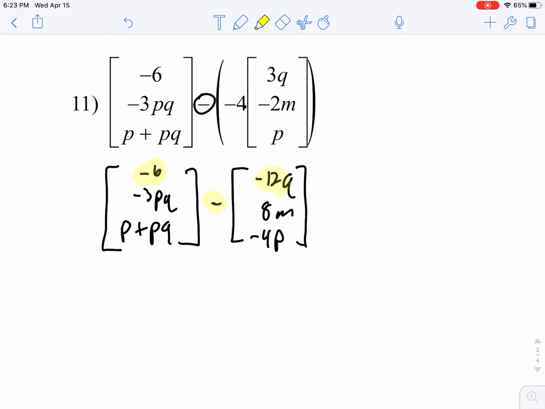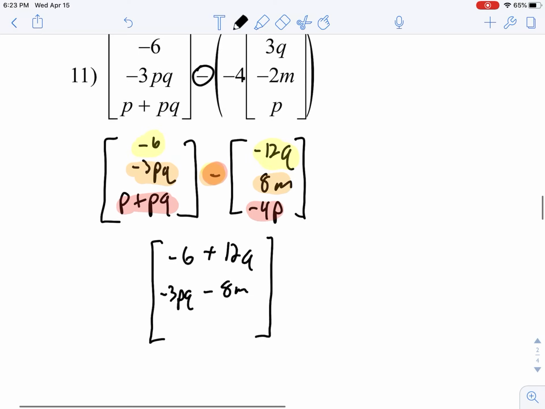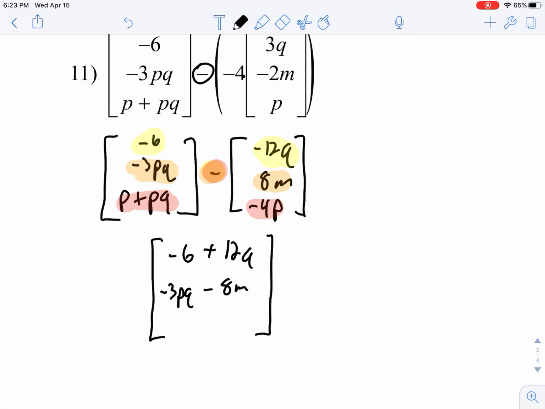Okay, so now we subtract. This term minus that term. Well, they are not like terms, so all you can do is write 6 minus minus 12, so that's going to be plus 12q. Next, we have this minus that. Again, not like terms, negative 3pq minus 8m. And then this, change colors, this minus that. We do have some like terms here, so this is going to actually become plus positive 4, so p plus 4p is going to be 5p, and then I just bring down the plus pq.